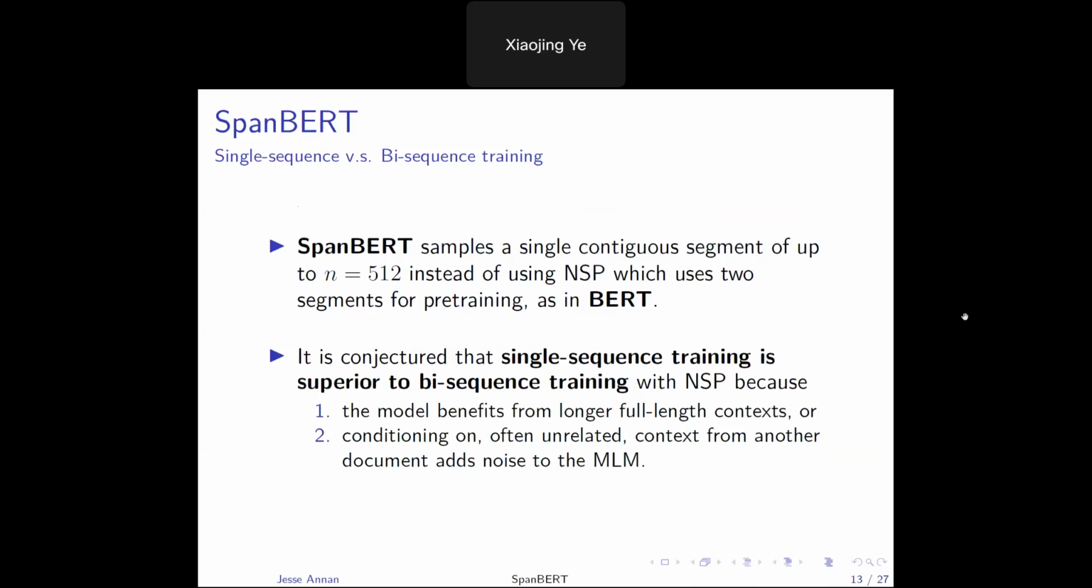So conditioning on often unrelated context from another document adds noise to a masked language model. And also the model benefits from longer full-length sequences. So instead of sampling two sequences, they just sampled one very long sequence, and it could be as long as 512.